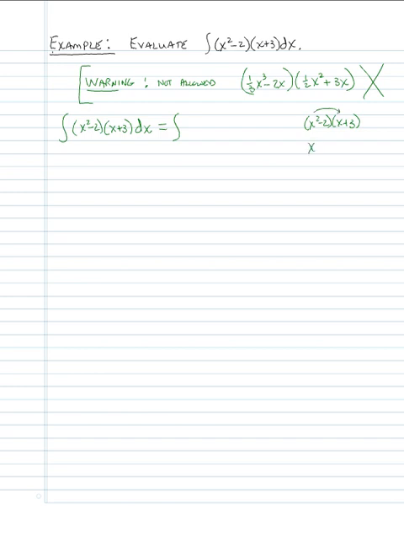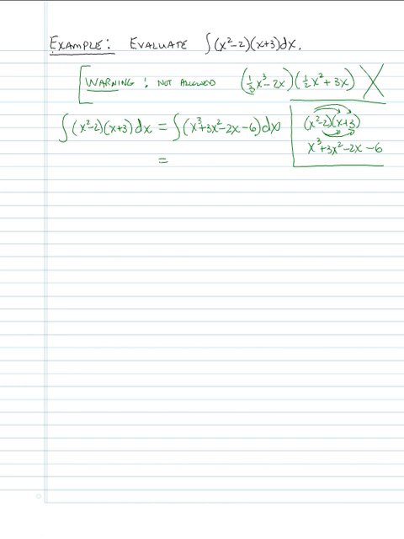X squared times x is x cubed. X squared times a positive 3 is plus 3x squared. And then I have a negative 2 times x, that's negative 2x. And a negative 2 times positive 3 is a negative 6. And so I'm really finding the integral of x cubed plus 3x squared minus 2x minus 6 with respect to x. That's really all I'm needing to find. It just kind of was hidden from me. And so this is nothing more than the integral of a polynomial, isn't it?